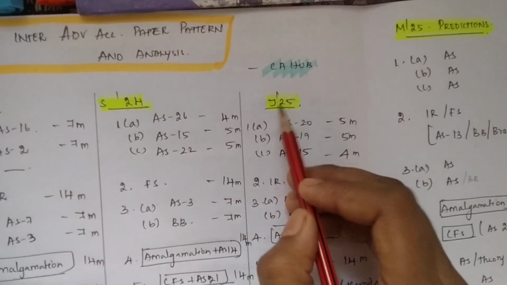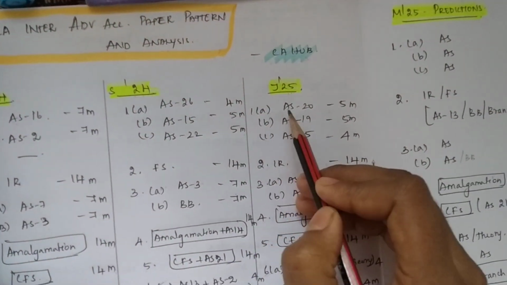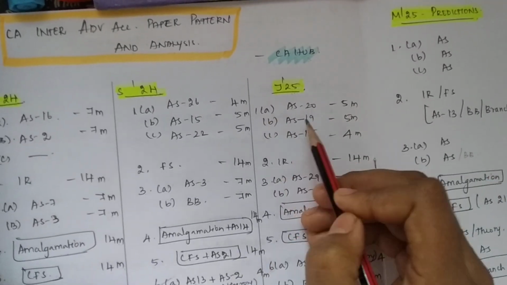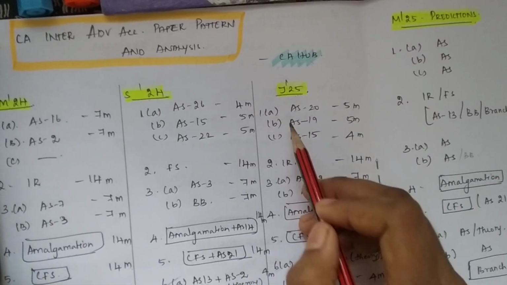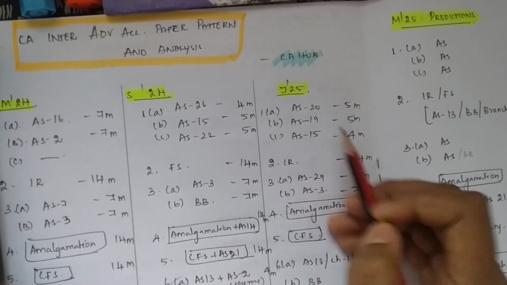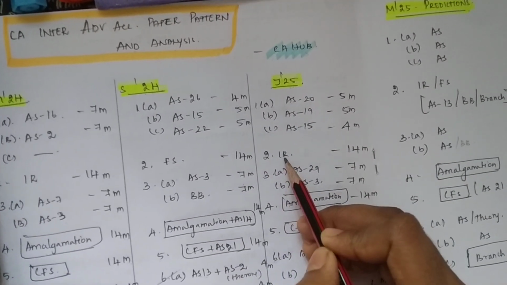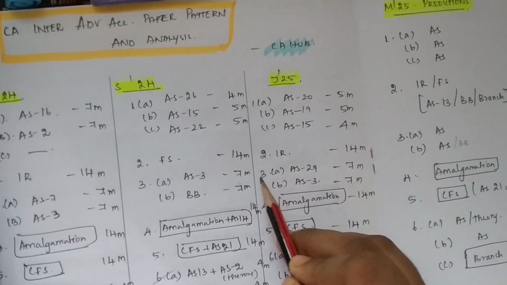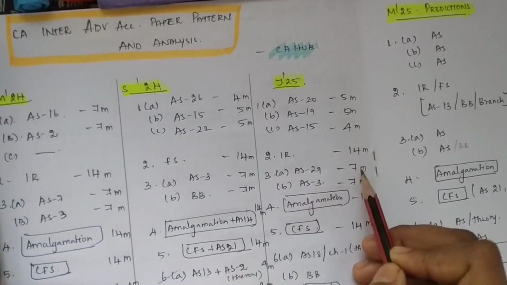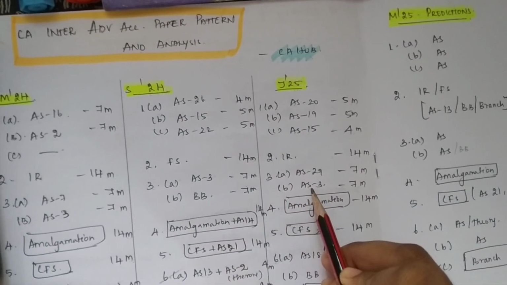And in January 2025, in 1A we got AS20 for 5 marks, in 1B we got AS19 for 5 marks, and in 1C we got AS15 for 4 marks. In the second question, we got internal reconstruction for 14 marks, and in 3A we got AS29 for 7 marks. In 3B we got AS3 for 7 marks.